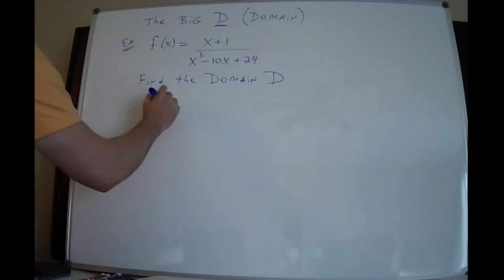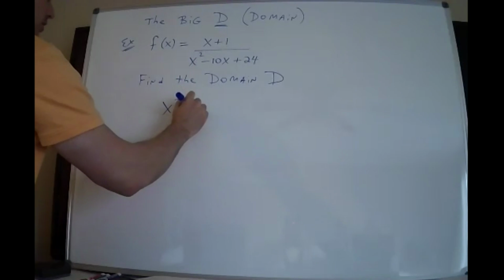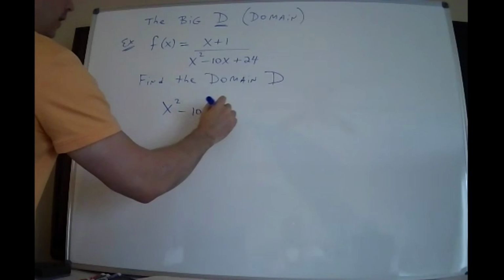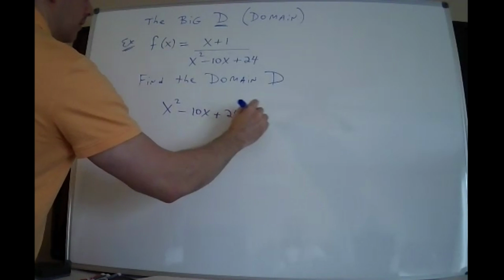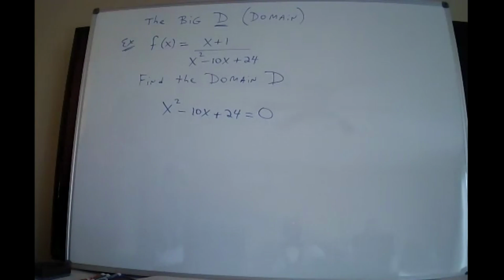So what I'm going to do is take the bottom and set it equal to 0. Why are you doing that? Because I want to know the numbers that make the bottom 0. These are the freaks. Once I know what numbers make the bottom 0, I find the freaks, I can throw them away. The domain is what is left over.